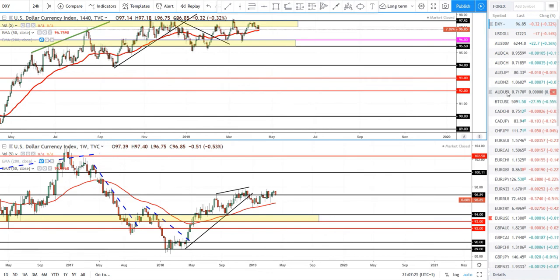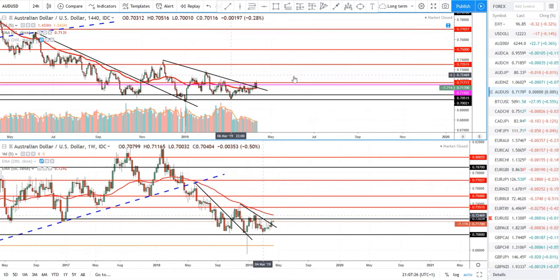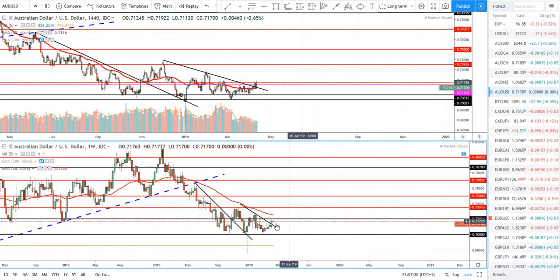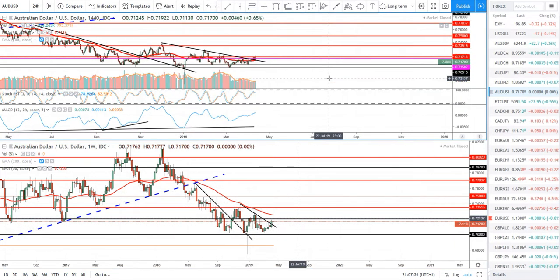So Aussie dollar. Aussie dollar has broken the downward sloping trend line on the daily chart. On the weekly chart it looks like it's got a bottom to it now. It's coming back up to the upside. So that's what I'm looking for there.